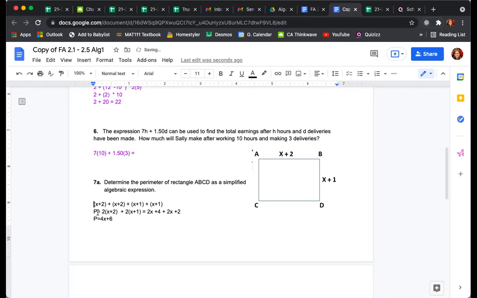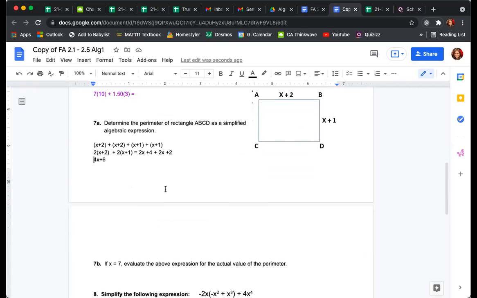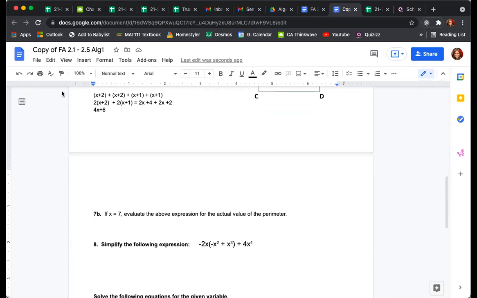Expression would technically be this. We're working our way towards equations, we're already there. Okay, so that should have been familiar to you if I would have put P equals. But anyways, as long as you ended with 4x plus 6, then 7a is correct. You're good to go. Now, 7b requires you to have that correct answer. It requires you to have the perimeter expression, which is 4x plus 6.